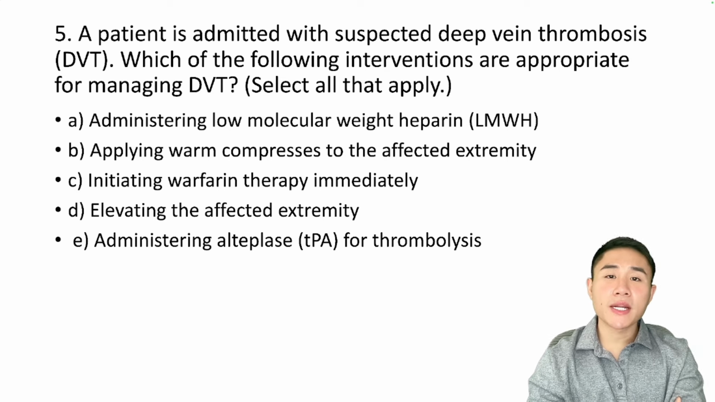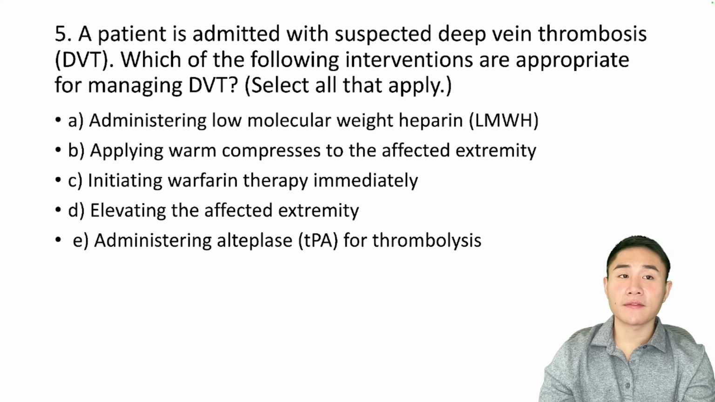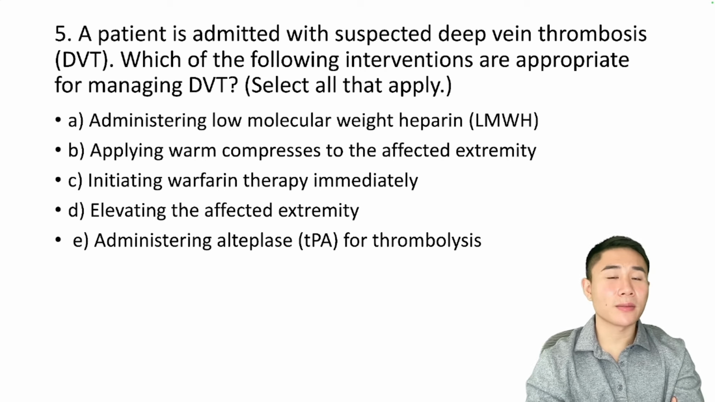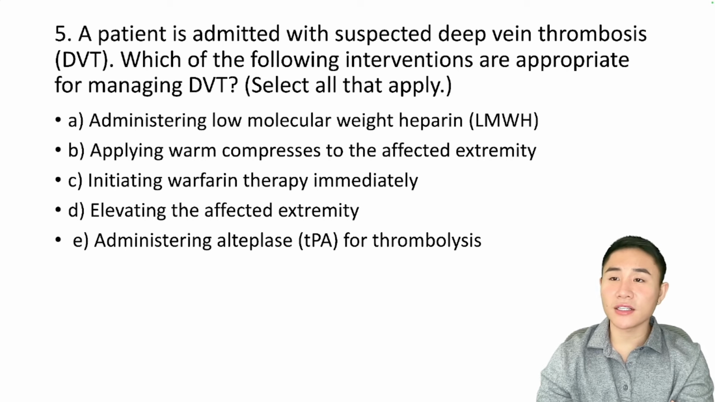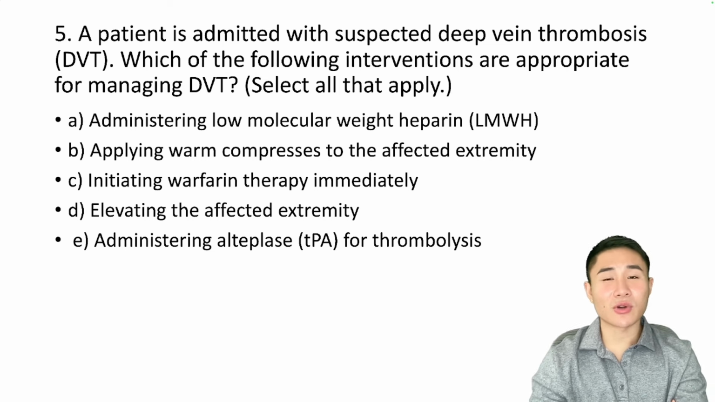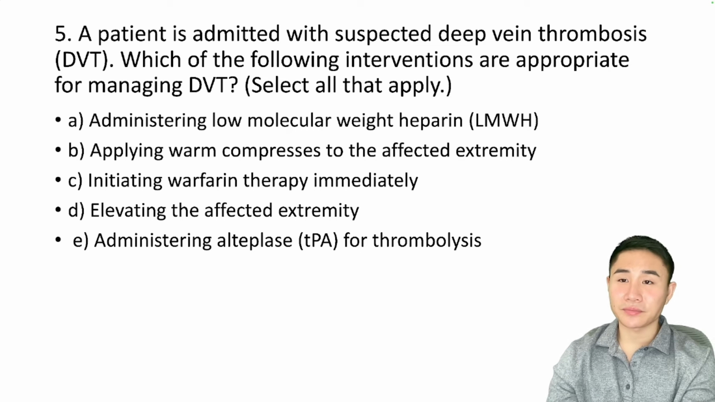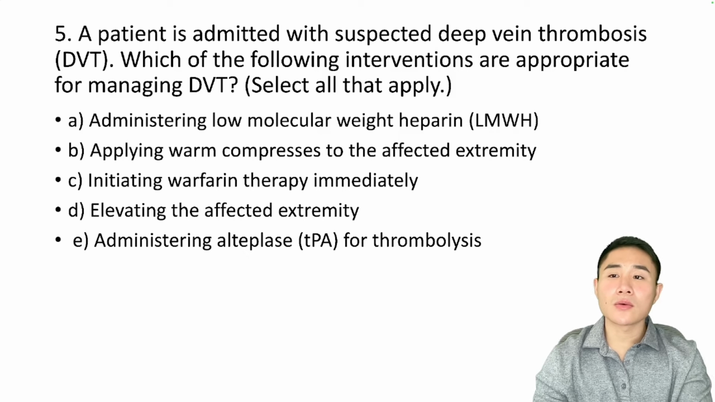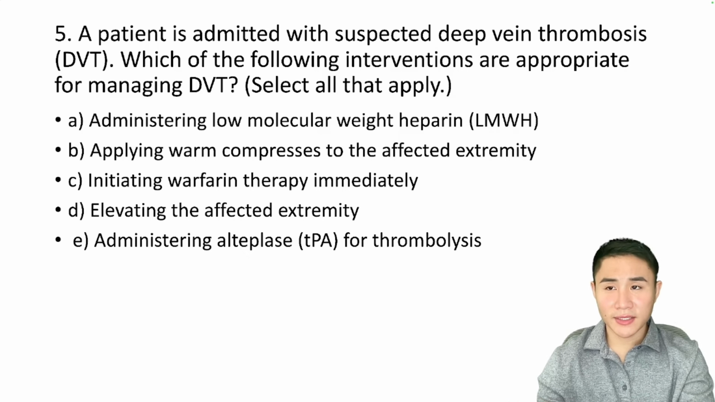A patient is admitted with suspected deep vein thrombosis (DVT). Okay, usually an ICU patient or a patient in the hospital, when they stay in bed too long, they can develop DVT, basically a clot formed in the legs that can travel up to the lung and cause a PE. So which of the following interventions are appropriate for managing DVT? So, alright, so we know what DVT is now.